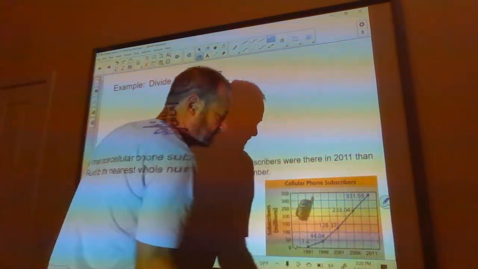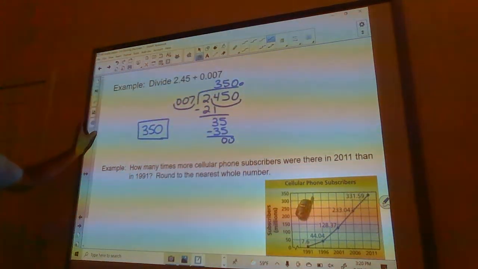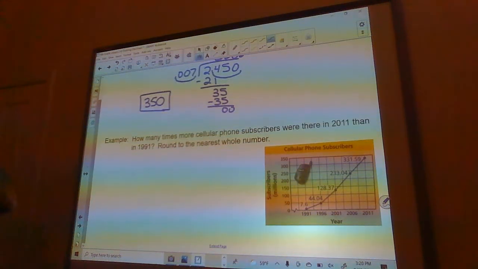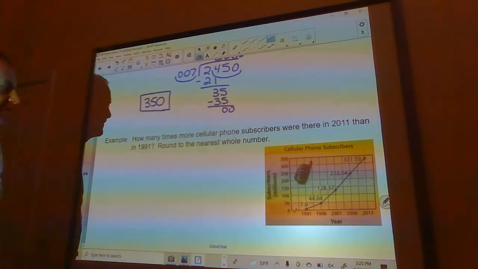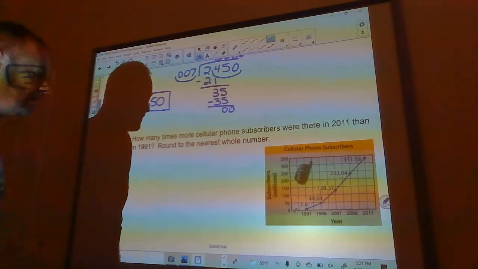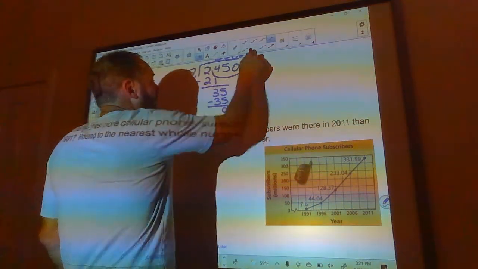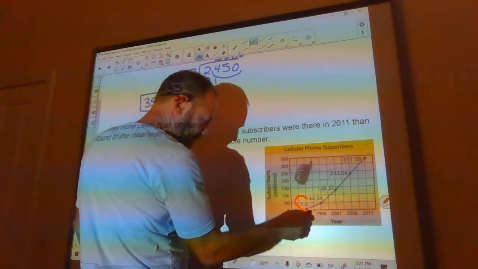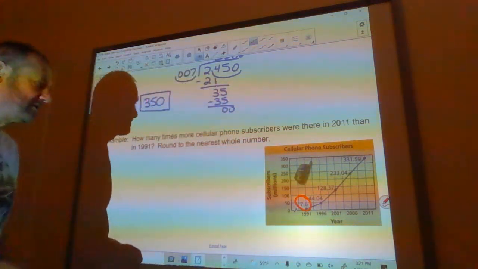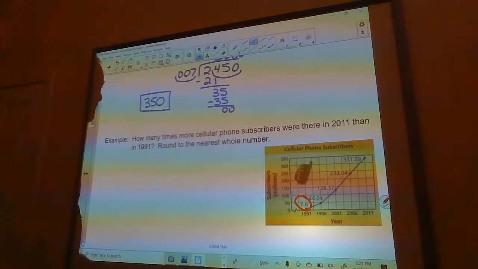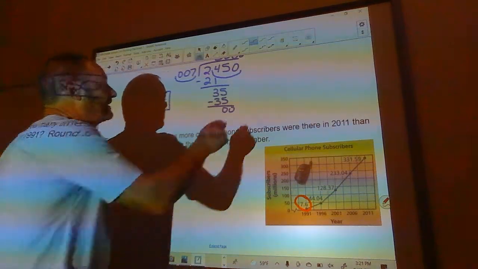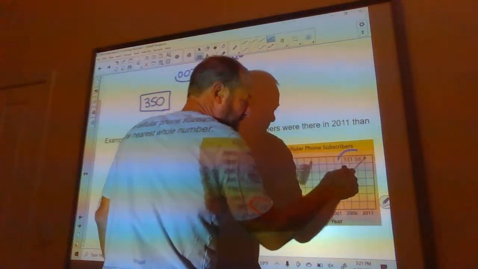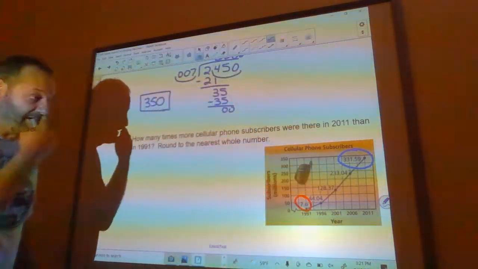Okay. So what do we got here? How many times more cellular phone subscribers were there in 2011 than in 1991? Round to the nearest whole number. Okay, so in 1991, this is in millions, there were 7.6 million cell phone subscribers. And in 2011, 331.59 million.